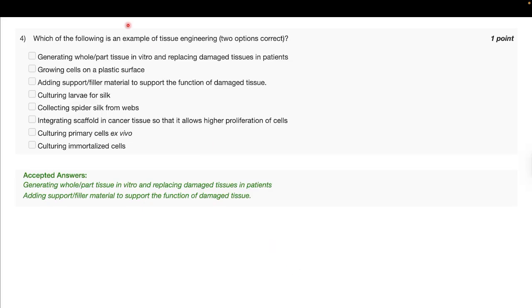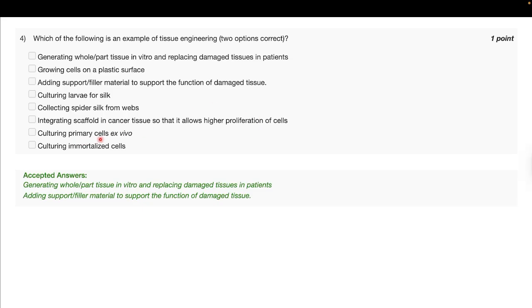So if you look at the options here, first option is correct. Growing cells on a plastic surface is not tissue engineering, it is just cell culturing. Then you have adding support filler material to support the function of damaged tissue. Yes. Culturing larvae for silk, no. This is not what tissue engineering is. Collecting spider silk for webs, no. Integrating scaffold in cancer tissue so that it allows higher proliferation of cells, definitely not.